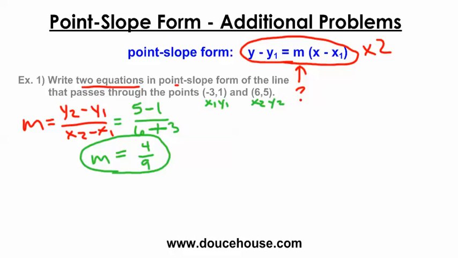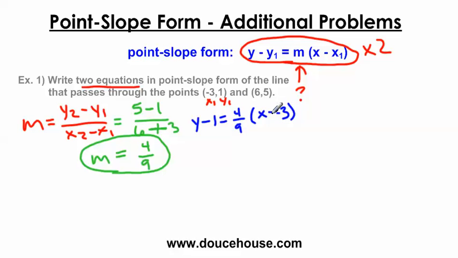Let me erase this again, because I need to come up with two different equations in point slope form that pass through these points. For right now, I'm going to ignore this one and focus on this one here. For the sake of this equation, I'm going to label this x1 and y1. Let me change colors here. Let's go to blue. I have y minus y1, in this case 1, equals the slope. Well, we know the slope is 4 over 9 now. And then we have a parenthesis, we have an x, we have a negative sign, and then I need the x1. x1 is -3.